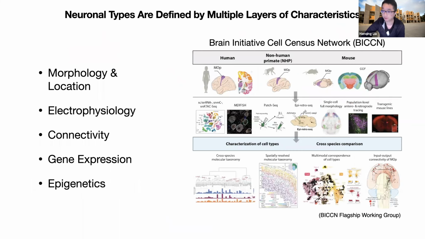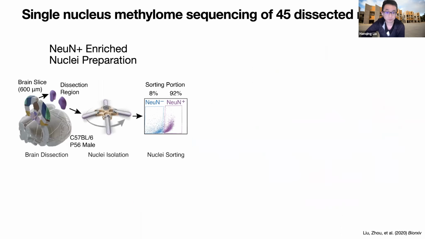So as many of you might already be familiar with, in the BICCN we have all different kinds of cutting edge technologies to study the mouse brain and define cell types using all different kinds of information. And in our lab, we are particularly interested in the epigenetic diversity, and more especially the DNA methylation diversity, of the mouse brain neuron cell types. So several years ago, we developed a technology called single nuclear methylome sequencing. And in this project, we apply it to the mouse brain.